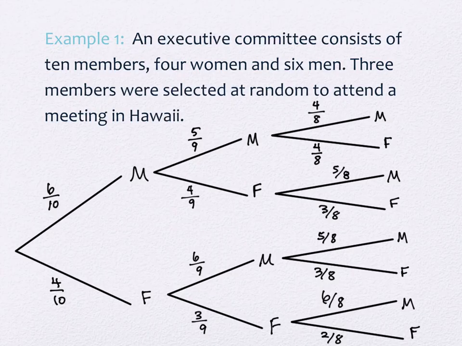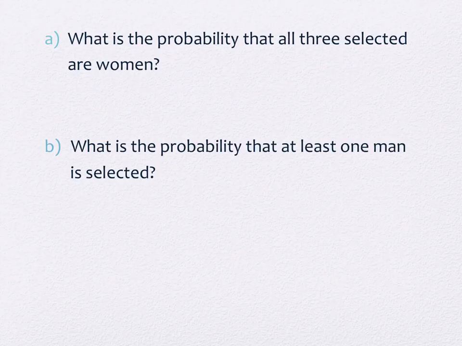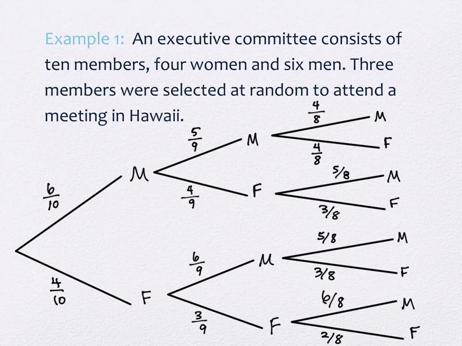But we're in a position now where we can actually answer the questions that were asked on the next slide. It says, what is the probability that all three selected are women? So do you see the branch that represents that outcome? Where is it? It's at the very bottom. This branch right here is selecting 3 women to go to Hawaii.